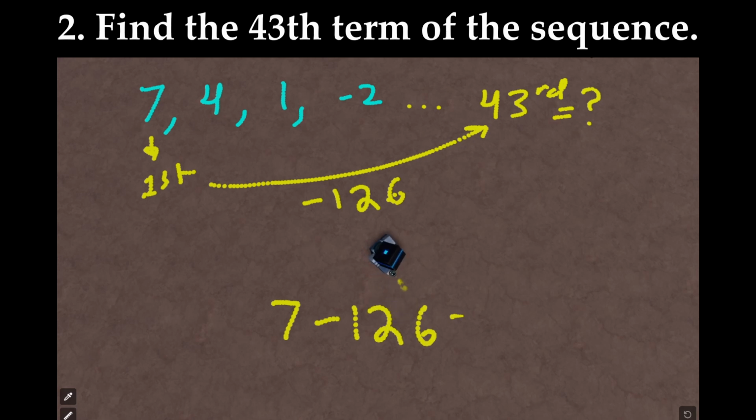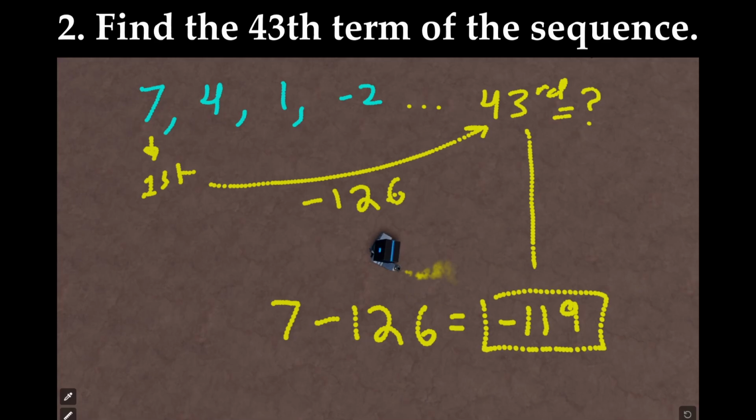So just do 7 minus 126. The answer is negative 119. And that is our answer to this problem. This is the 43rd term. And then now let me show you the formula way of doing it.